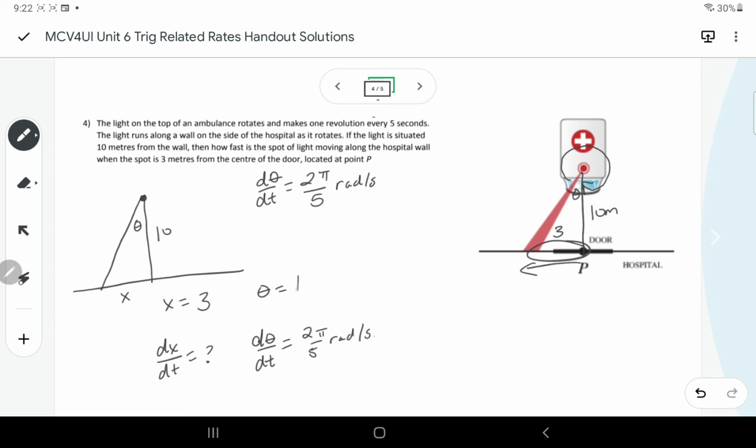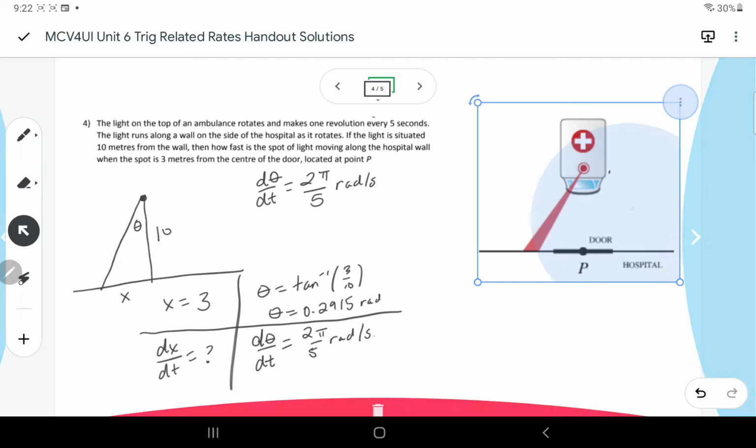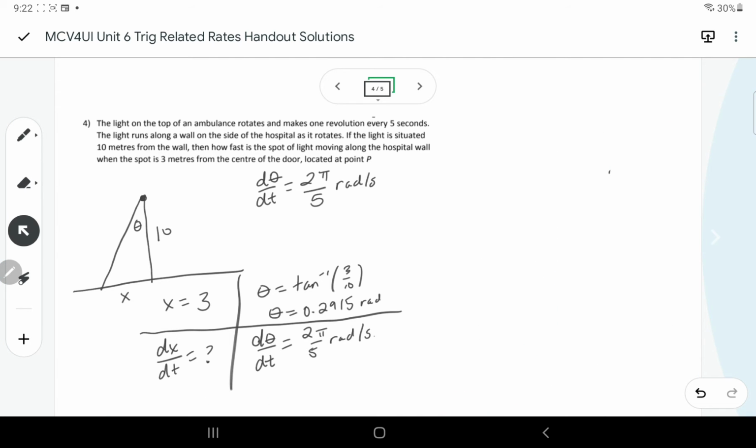That would be inverse tan of 3 over 10. So that would be about, I'm going to keep a bunch of decimals here, 0.2915 radians. So I've got all of my pieces here, my 2 variables, my 1 rate of change, and I'm going to find the other rate of change. I'm just going to delete the picture here so I have space to do my math.